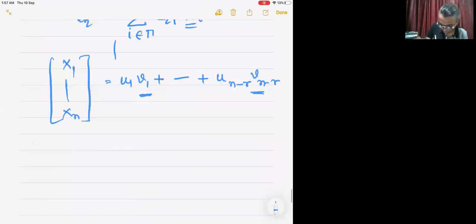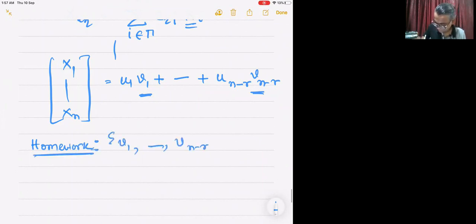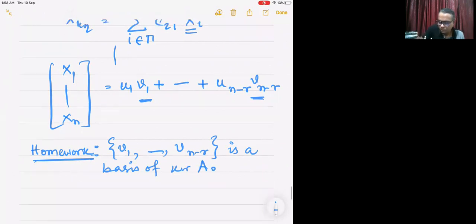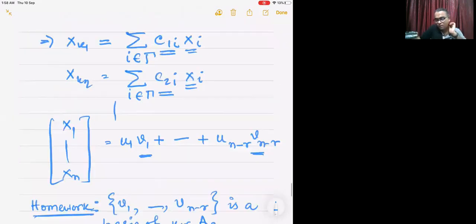where these vectors are such that you can show that, so this goes to you as homework, v1 up to v(n minus r) is a basis of the kernel of A. These vectors v1 up to v(n minus r) are obtained from these parameters C1i for all i in gamma, C2i for all i in gamma. From there, you'll have to fish out these vectors. It's kind of complicated to write this down in general, but if you look at examples, this will be absolutely clear to you.